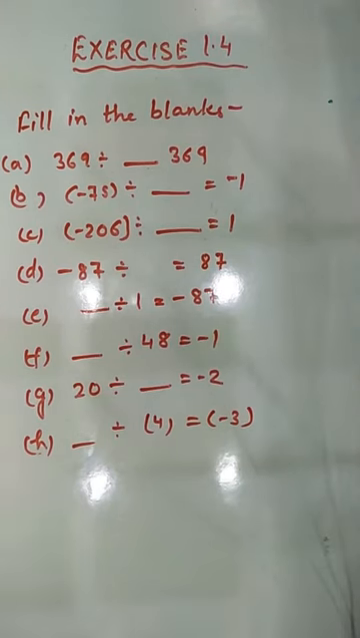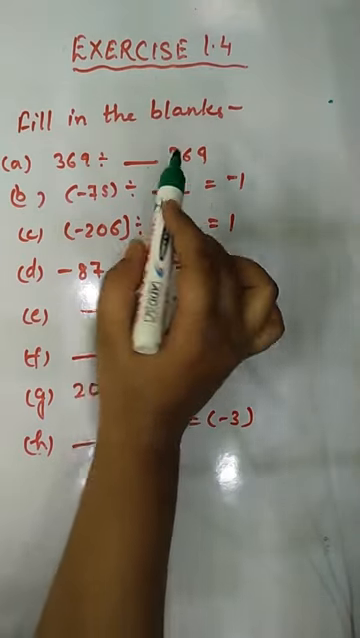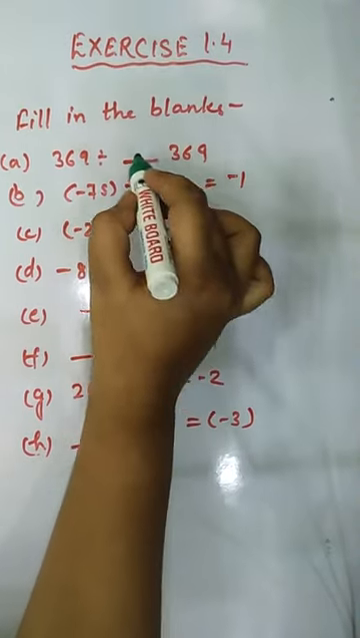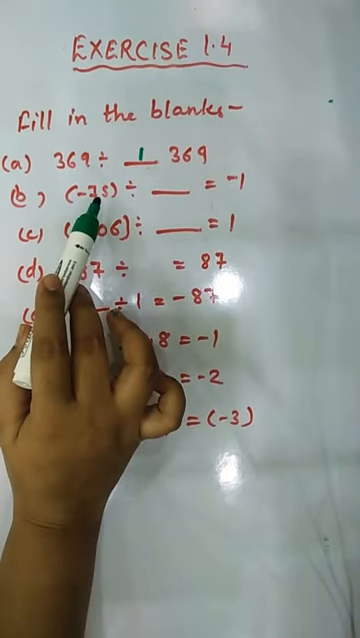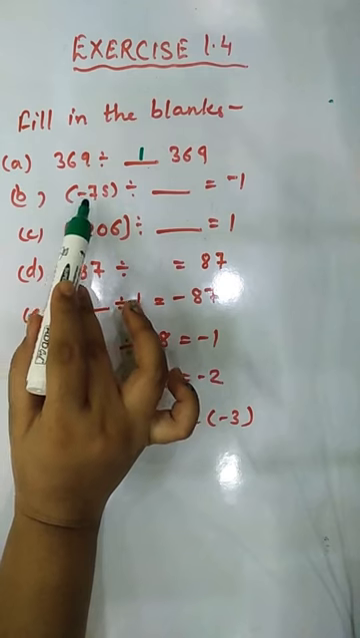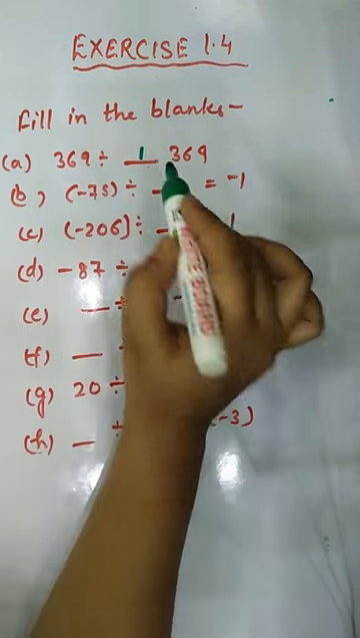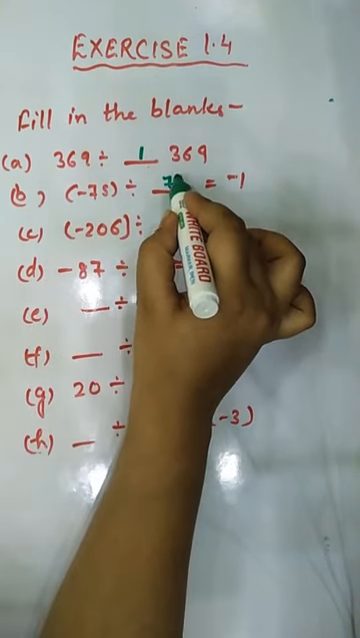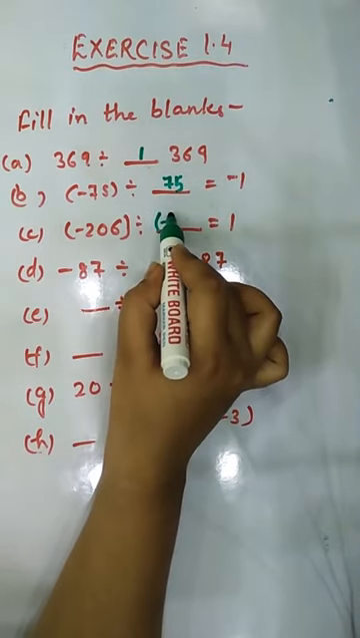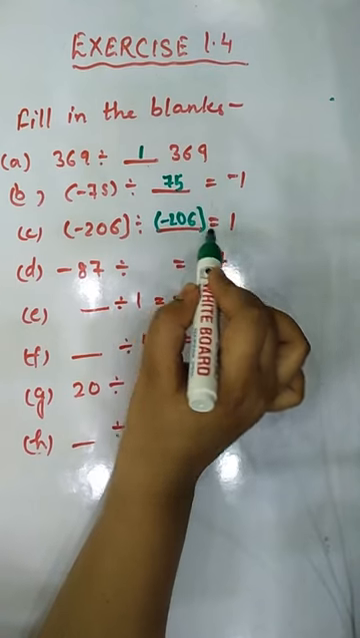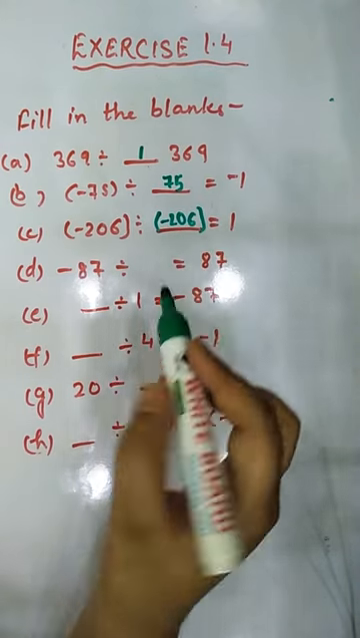Finally I have written. Now you can see that 369, by which number we should divide so that it will remain 369? I told you that, 1. Then by which number should I divide? Answer is -1 and this is -75. So this one should be +75. Then -206, again you will divide by -206 so that the answer will be 1.